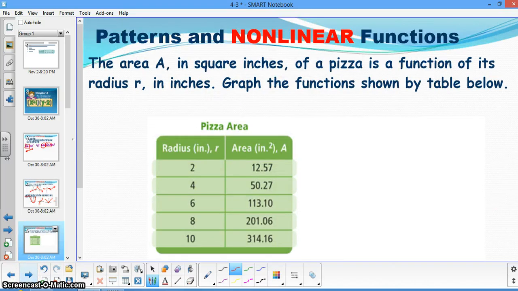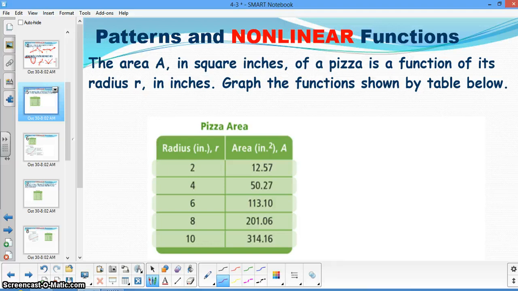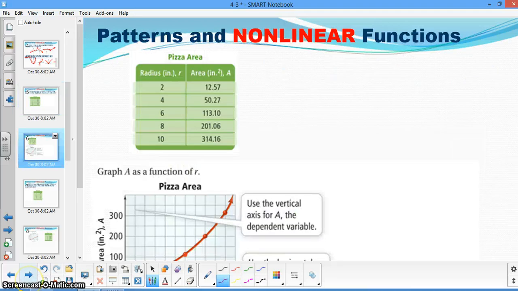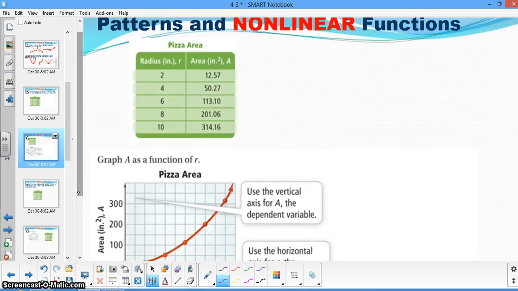So let's look at an example. Here, the area A in square inches of a pizza is a function of its radius r, and it wants us to graph this table and say whether or not it's linear or nonlinear. Take a moment to graph this data. All right, your graph for this table here about the radius and the area of the pizza should look like this.